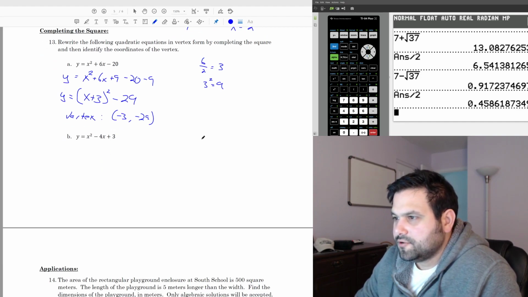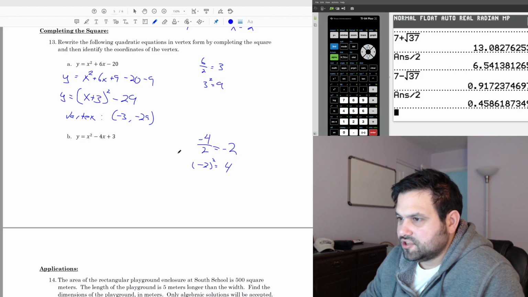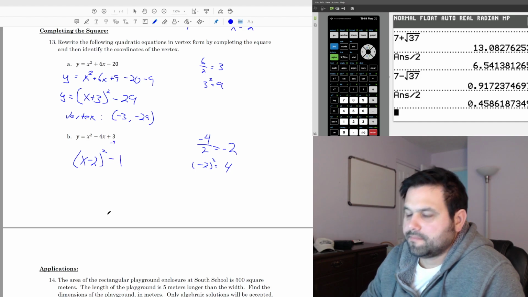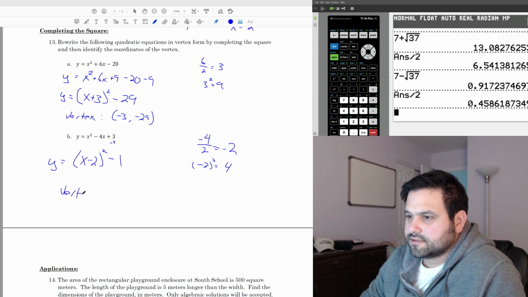Next one, again, I'm going to do my side work. So negative 4 divided by 2 is negative 2. And then negative 2 squared is positive 4. And so if I'm going to just do my little shortcut method, the negative 2 means (x minus 2) squared. And then I'm going to subtract this value from this. So I'm going to subtract 4 from here. That would give me minus 1. And so my vertex is positive 2, negative 1.